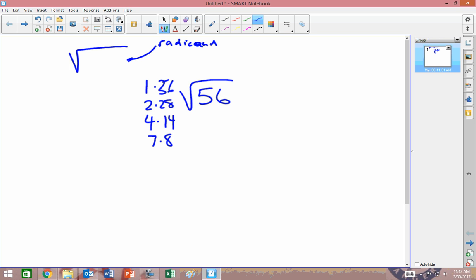So do we have any perfect squares in there? I think 4. 1 and 56 is not. 2 and 28, are there any perfect squares in there? No. What about 4 and 14? Do we have any perfect squares? Okay. So we're going to say the square root of 4 times 14. And then we're going to say the square root of 4 times the square root of 14.